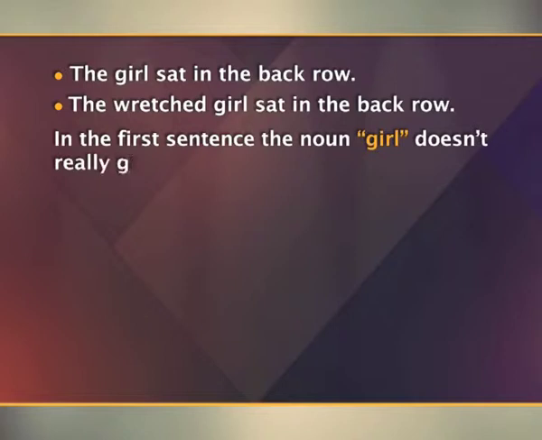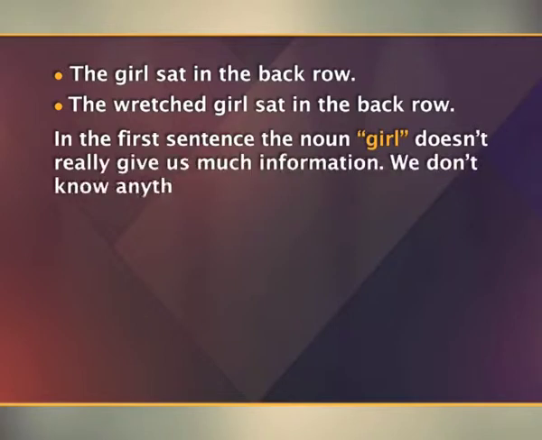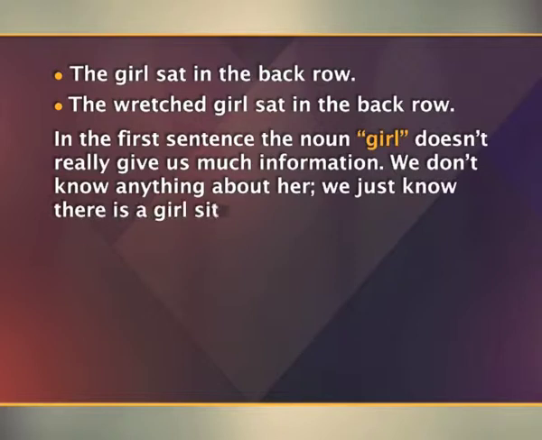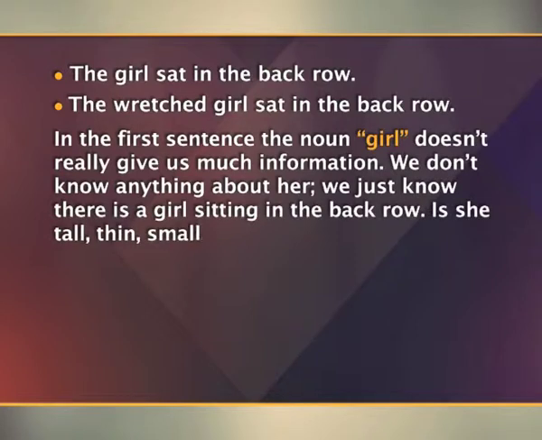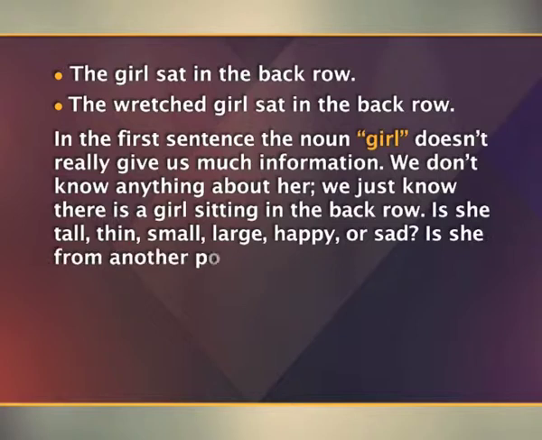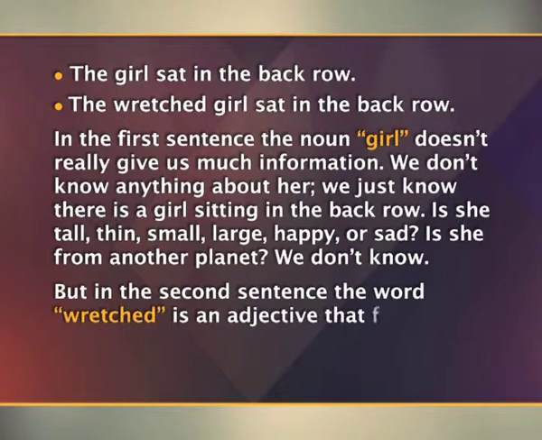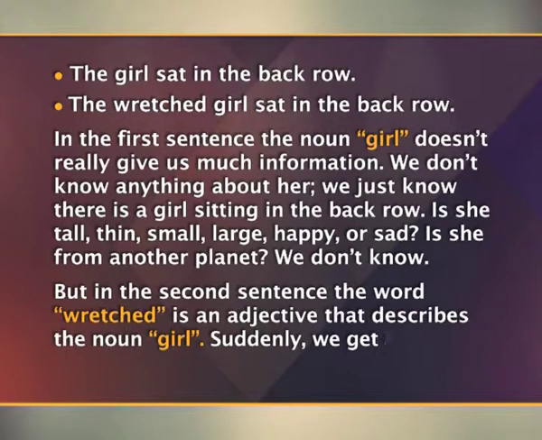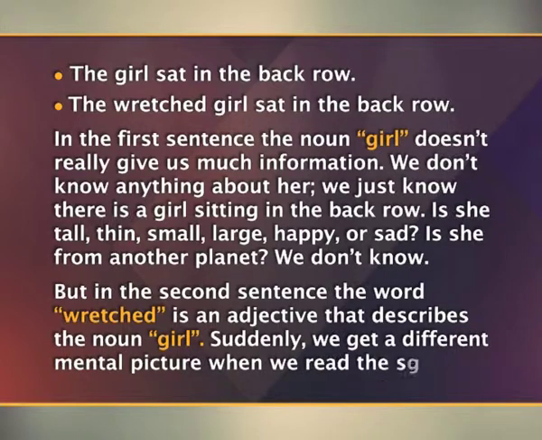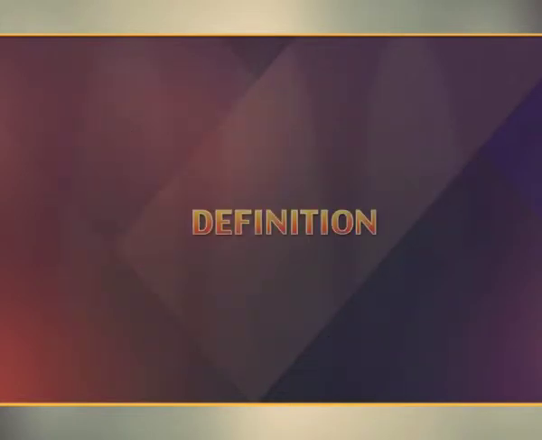In the first sentence, the noun girl doesn't really give us much information. We don't know anything about her. We just know there is a girl sitting in the back row. Is she tall, thin, small, large, happy or sad? Is she from another planet? We don't know. But in the second sentence, the word wretched is an adjective that describes the noun girl. Suddenly, we get a different mental picture when we read the sentence. Adjectives are words that describe or modify another person or thing in the sentence.